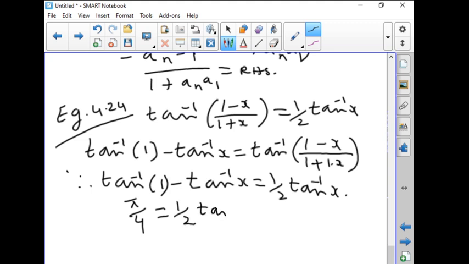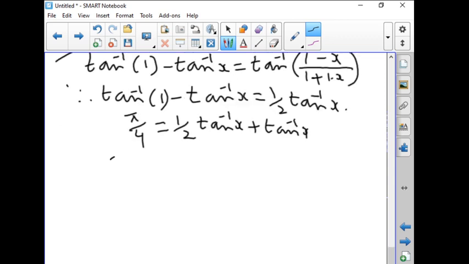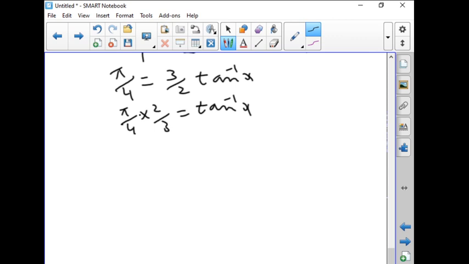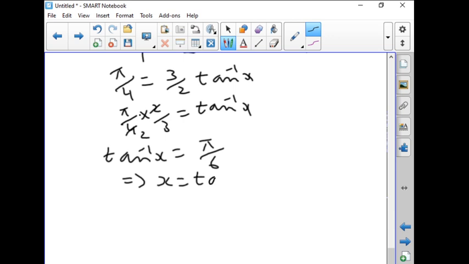So 1 by 2 tan inverse of x plus tan inverse of x. You get pi by 4 is equal to 3 by 2 tan inverse of x, taking LCM. Now cross multiply. Pi by 4 into 2 by 3 is equal to tan inverse of x. So 2 gets cancelled here, and you finally get tan inverse of x is equal to pi by 6. Therefore x is equal to tan pi by 6, which is tan 30, which is equal to 1 by root 3.